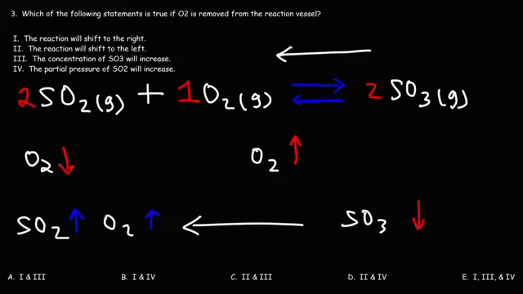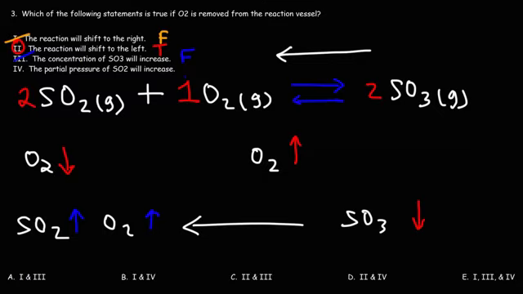So now we could find out which statement is true and which one is false. So number one, the reaction will shift to the right. That's false. We know it's going to shift to the left. So statement 2 is true. The concentration of SO3 will increase. That's false. SO3 is decreasing because it's going to shift away from it. It's shifting away from SO3, so that's why it's decreasing.